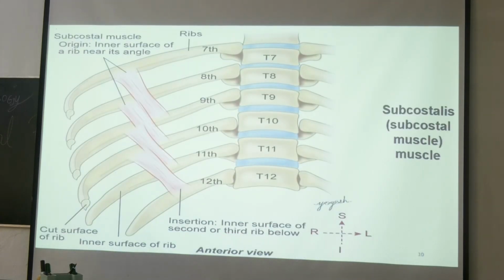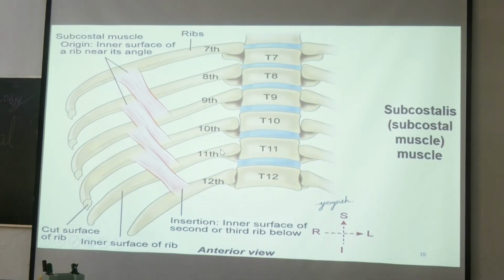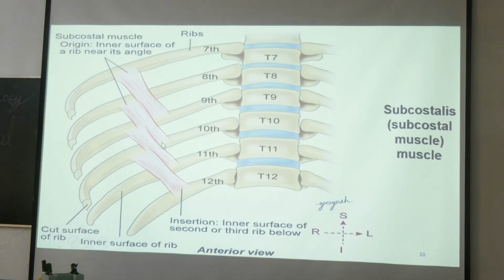Now another is subcostalis. See, these are the fibers of subcostalis. Origin is inner surface of the rib near its angle. And insertion is into inner surface of the second or third rib below. Here, almost all the fibers are inserting into the second rib below. So this is subcostalis. You will see this in the posterior part near the angle of the rib.